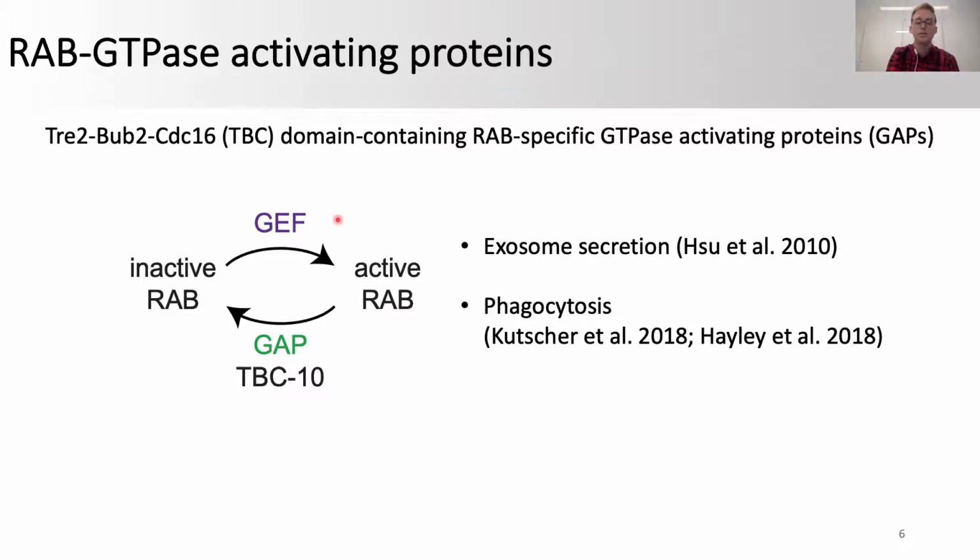Vertebrate homologs of TBC10 have been reported to function in lots of trafficking processes. As I mentioned, most recently published is exosome secretion, and more recent work in C. elegans has identified a role for TBC10 in phagocytosis, which is particularly interesting in the context of axonal degeneration. So we wanted to understand how TBC10 was functioning in this context of axonal maintenance and degeneration.